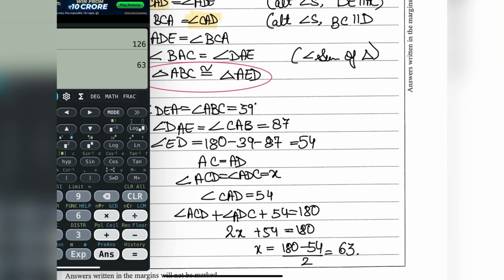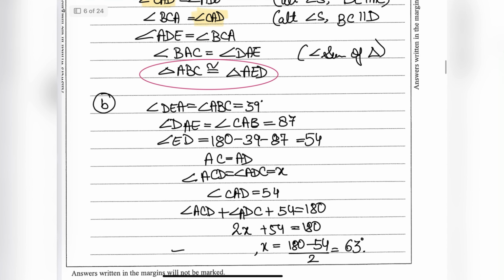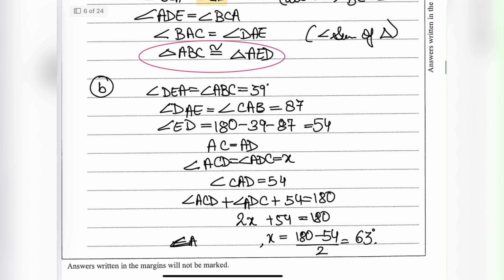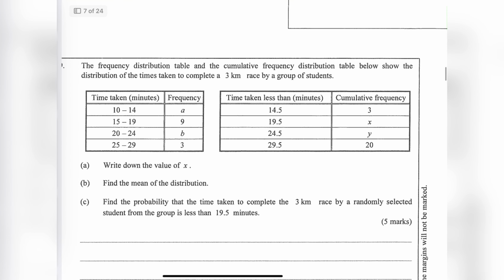So the angle ACD is equal to 63 degrees. We write it nicely. That's also clear. Now we can move to the next question.